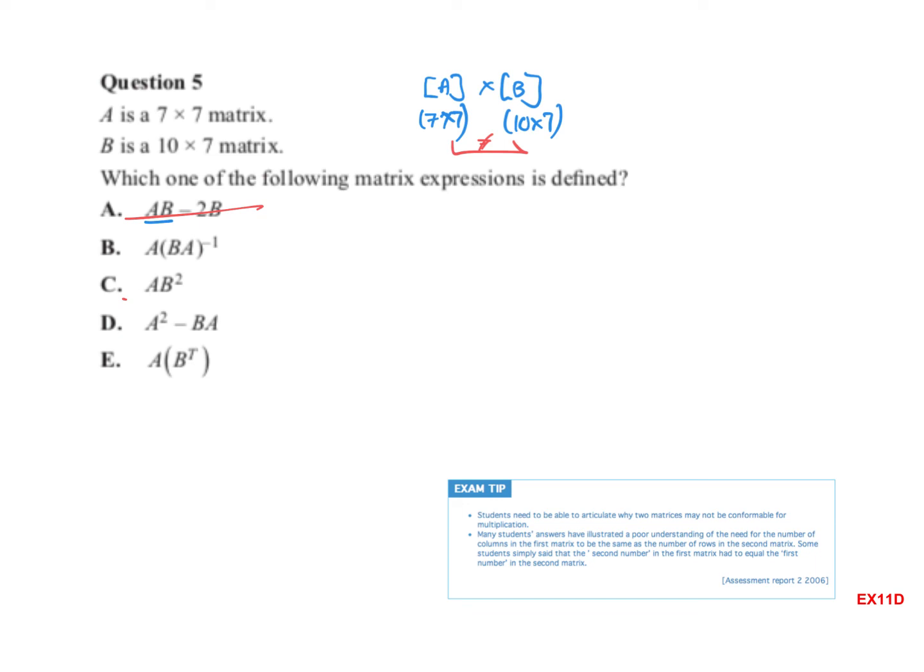Right, well, let's just think about that one. We can't do that one. So let's have a look here. If we're doing this one, can we do B times A? Is that possible first? Because it's inside the brackets. So we've got 10 by 7 with 7 by 7. We could do that one, couldn't we? So BA would produce a 10 by 7.